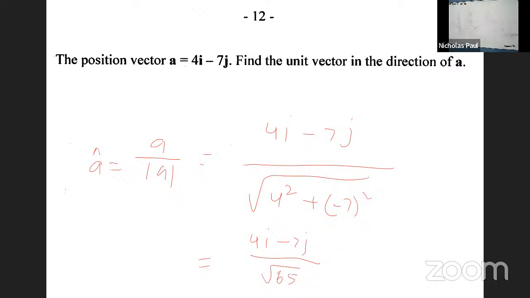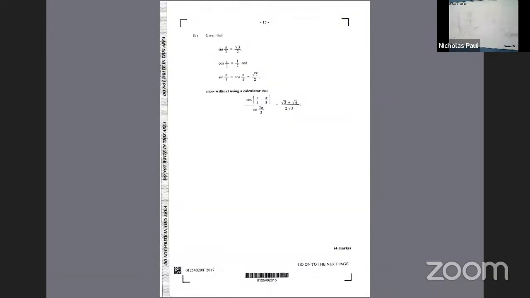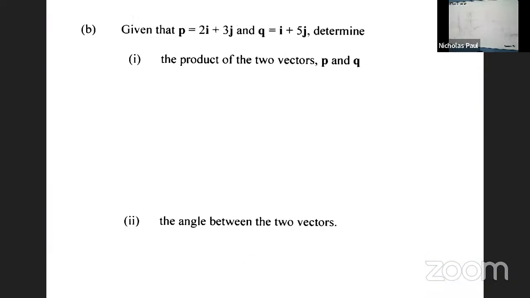Right, so it's 4i minus 7j. Right, next one, let's go again. This is 2017. Find the angle between these two vectors. Right, so you have to use the formula, right?